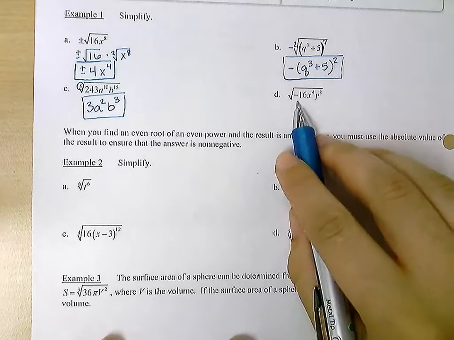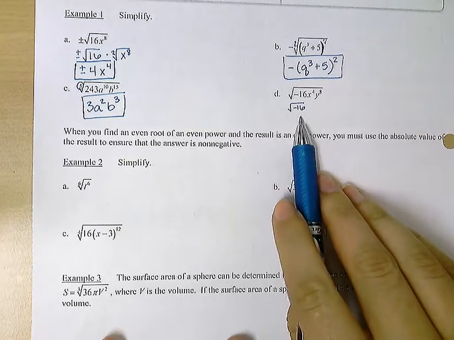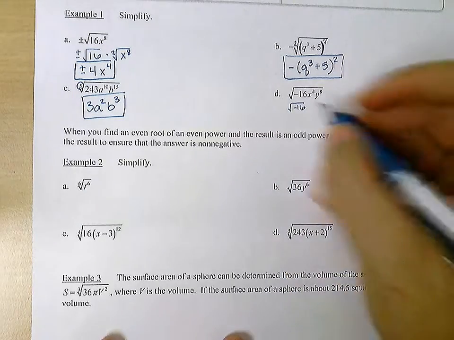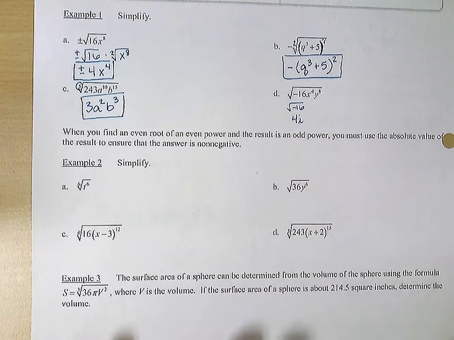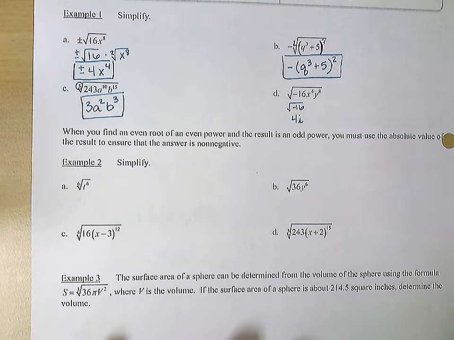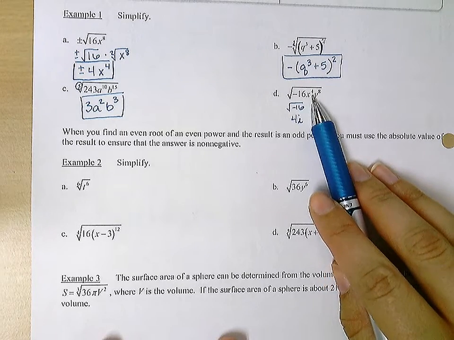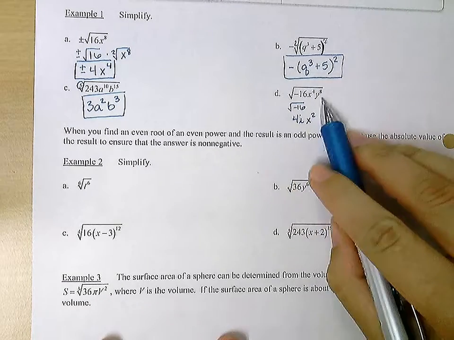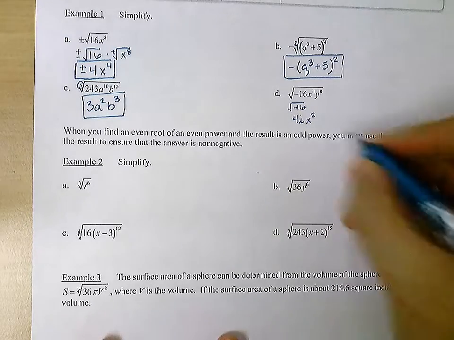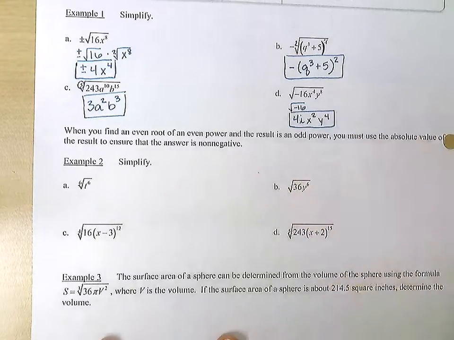Okay, so if I have the square root of negative 16, square root of 16 is 4, right? But then the square root of negative 1 is i. That's your imaginary number. Okay, 4i. So now from here, I'm still taking the square root of x to the 4th. What do I end up with? x squared. And then y to the 8th, I end up with y to the 4th. And that would be my simplified answer.